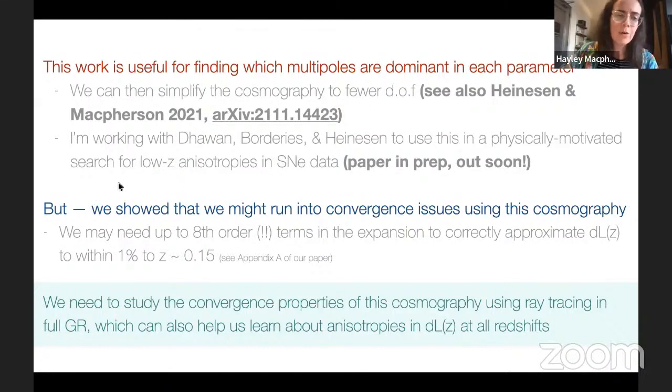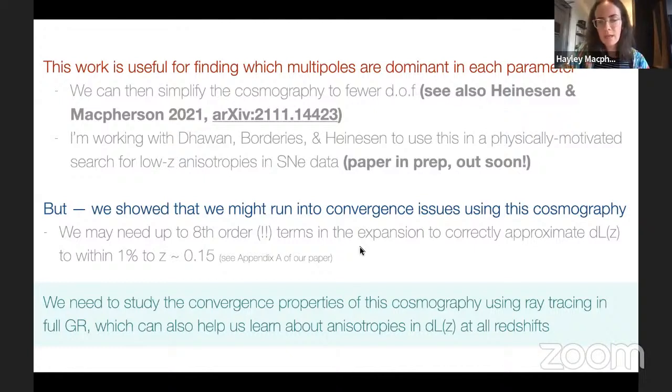But as I mentioned before, we did show that we might run into some convergence issues using this cosmography. This was related to what I mentioned before, in the sense that we might need up to 8th order terms to be able to approximate the luminosity distance to within 1% out to redshift of 0.15, which is typically the maximum redshift used in local determinations of the Hubble parameter. And so what we need to do is really a more comprehensive study of the convergence properties of this cosmography.